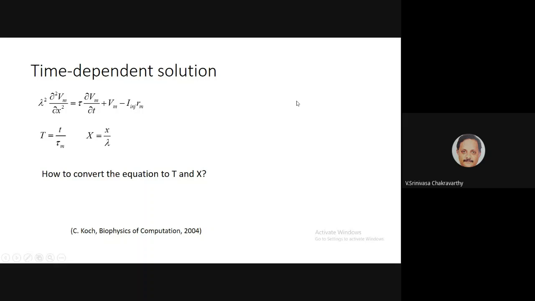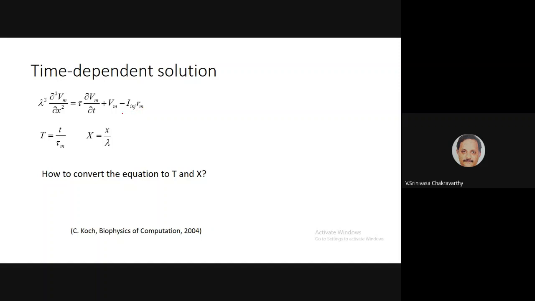So this was our complete cable equation, what we derived, I think, a couple of weeks ago. Where you have lambda square ∂²Vm/∂x², and you see that again the variables are small x and small t. So this is on the left side, and you have tau times ∂Vm/∂t plus Vm minus I_inj Rm. So this is the full cable equation.